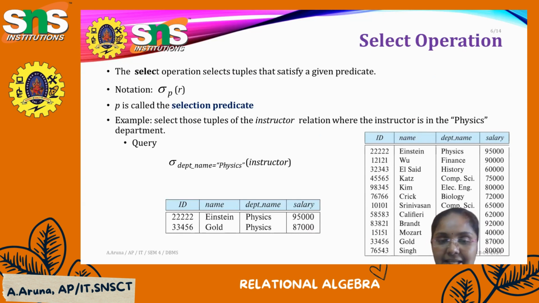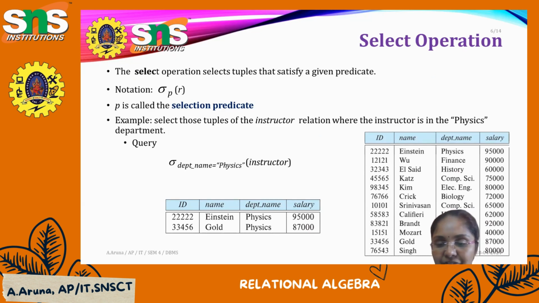Select is nothing but selecting the tuples that satisfy a certain predicate. For that, we call it the select operation. It is denoted by the sigma sign, σ_P(R). Here P is the selection predicate.